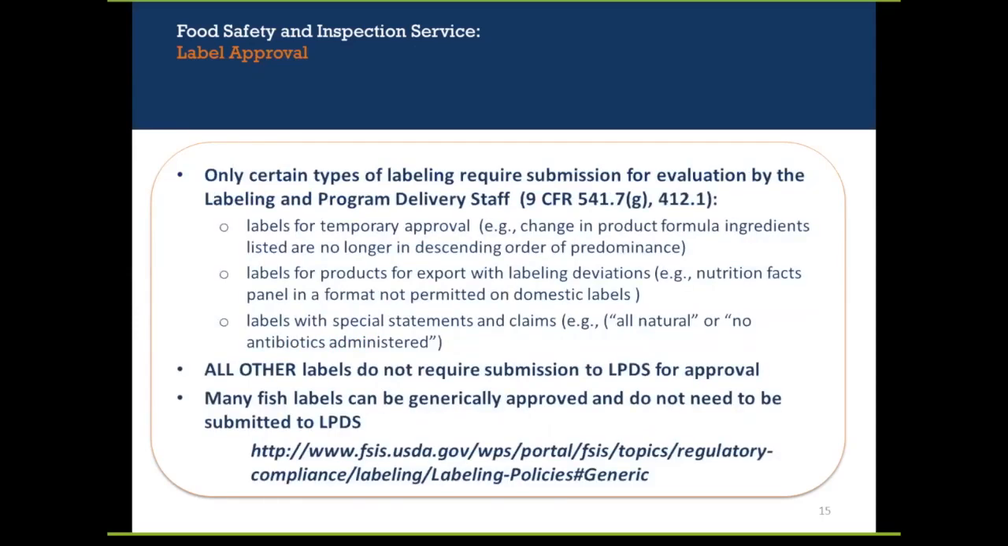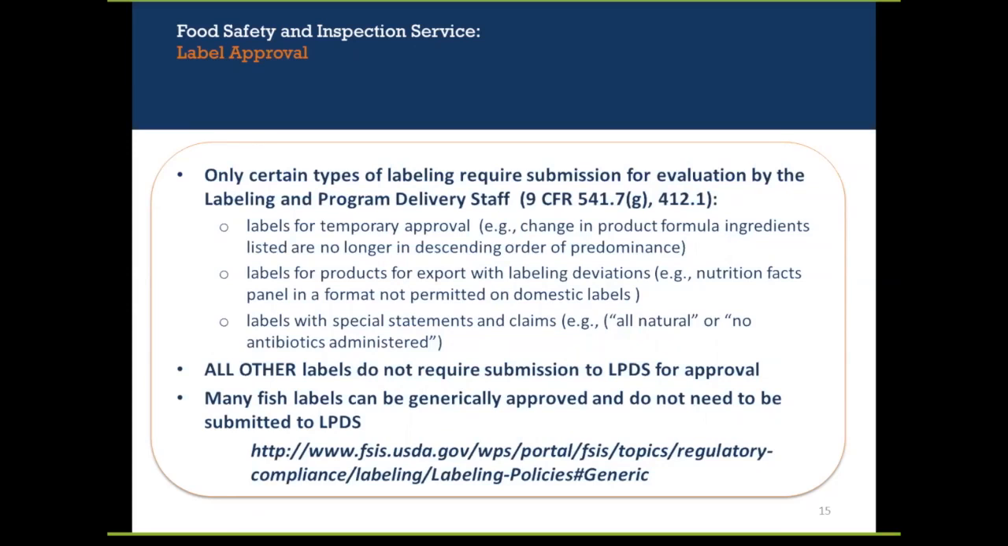FSIS regulations specify 4 categories of labels which must be submitted to the labeling and program delivery staff for review. We only have 3 categories listed on this slide because one of the categories only applies to certain poultry products and is therefore not relevant to Siluriformes fish and fish products.